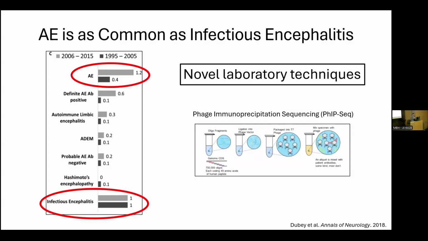Additionally, from a laboratory side of things, there's many new technologies that have been developed over time to help us better diagnose autoimmune encephalitis. One that's commonly done here is phage immunoprecipitation sequencing, or PhIP-seq. The details are probably out of the scope for the talk, but it's basically a high throughput method that allows for detection of sort of unbiased novel antibodies. So if you hear us talking about sending for novel antibody discovery, this is one of the methods that we use in the lab to do that.